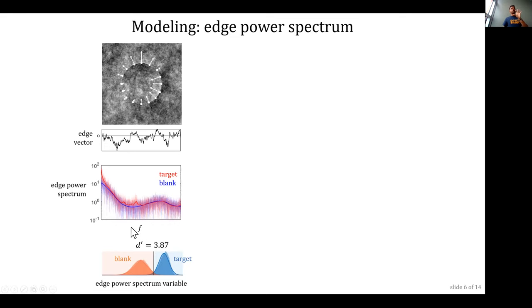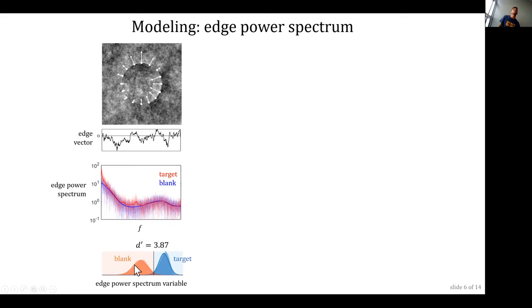So for most of the presentation today, I'm going to be talking about circular targets at a known location. But at the end, I'm going to be talking about some ongoing part of this work where we start to make the target kind of complex.